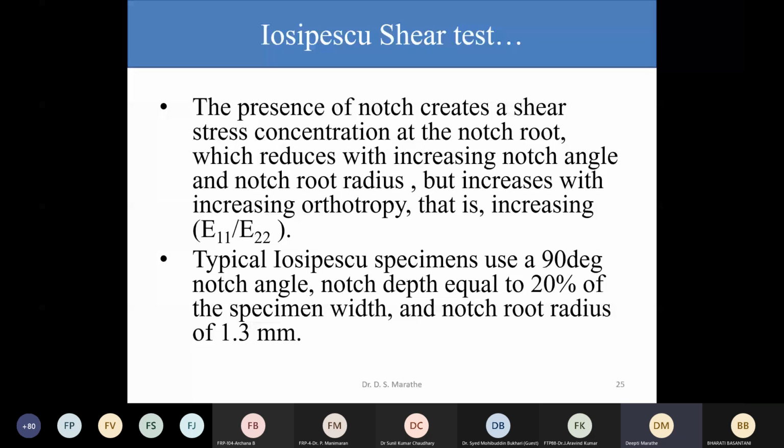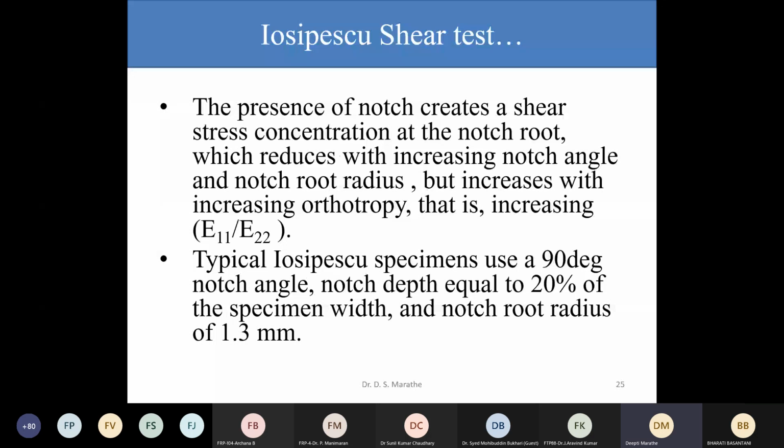So the specimens have notches which have a 90-degree angle, and the depth of the notch is 20% of the width of the specimen, and 1.3 mm is the radius of the root of the notch. So this is one of the tests which is going to give me a pure shear condition as compared to the previous two tests of plus minus 45 and 10-degree specimen.